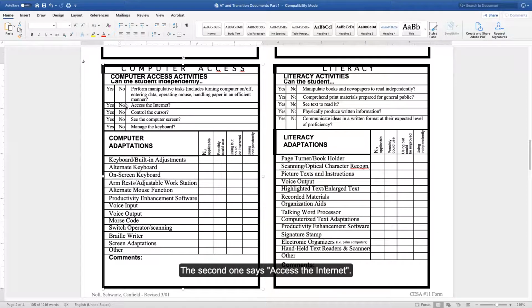The second one says access the internet. The third one, control the cursor. The fourth one, see the computer screen. The fifth one is manage the keyboard. Then in the bottom section of computer access, you'll see computer adaptations.